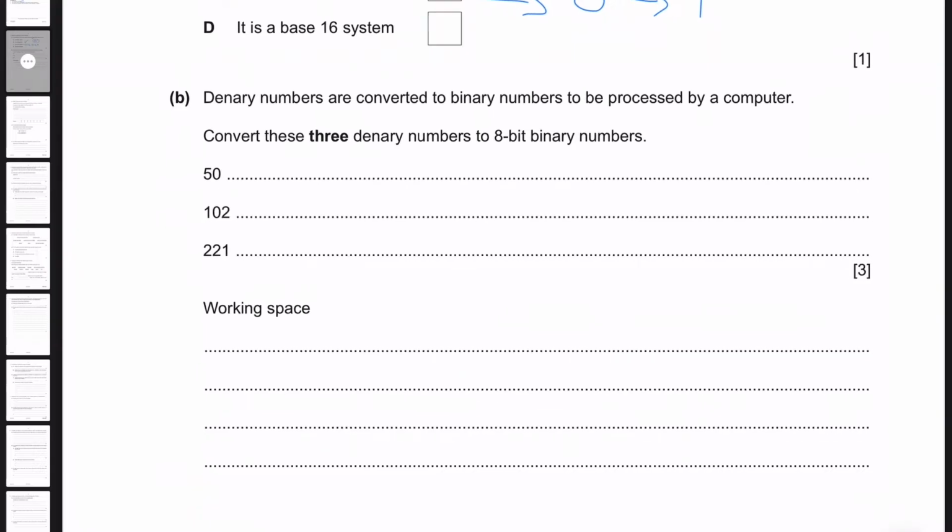Okay, here we go. Denary numbers are converted to binary numbers to be processed by a computer. Convert these 3 denary numbers to 8-bit binary numbers. So what I'm going to do first of all, because I've got to do this, this, and this, and it's talking about an 8-bit binary number system, so let's do 1, 2, 4, 8, 16, 32, 64. So that's 1, 2, 3, 4, 5, 6, 7, 128. That gives us 8-bit. So first of all, 50.